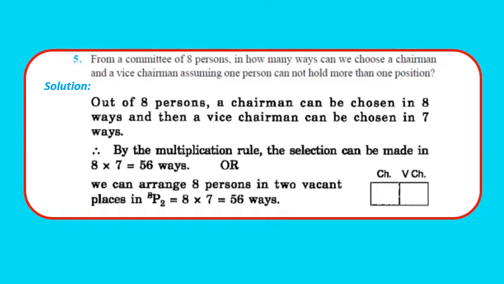So number of possibilities at the chairman's place, any one of these 8. So we have 8 possibilities at chairman's place, and if we have selected any one as the chairman, we are remaining with 7. So number of possibilities for the vice chairman will be equal to 7. So again, using the fundamental principle of counting, it will be simply 8 into 7, that is 56. Or if you want to go through permutation, out of 8 we are selecting any 2, so it will be 8P2, that is 56 ways. Clear? So pause and note down the solution.